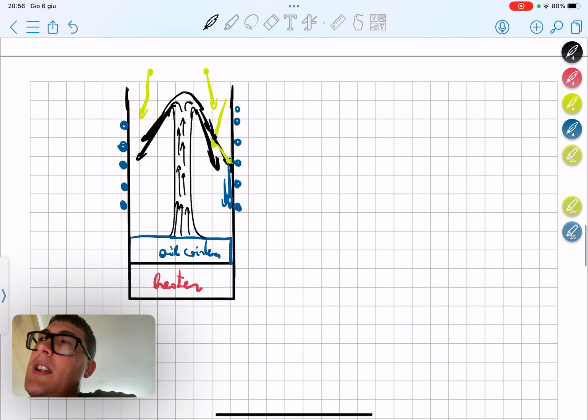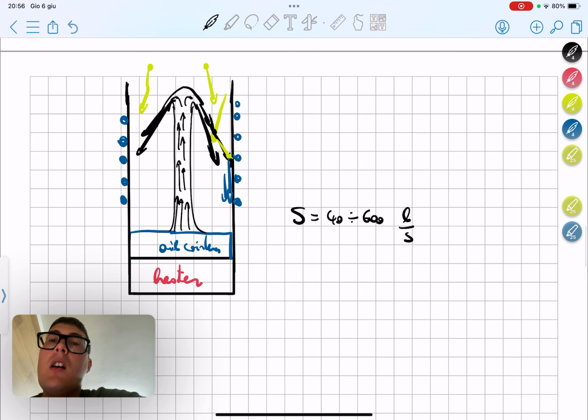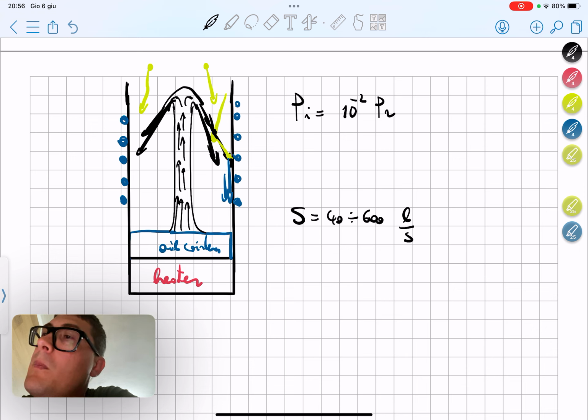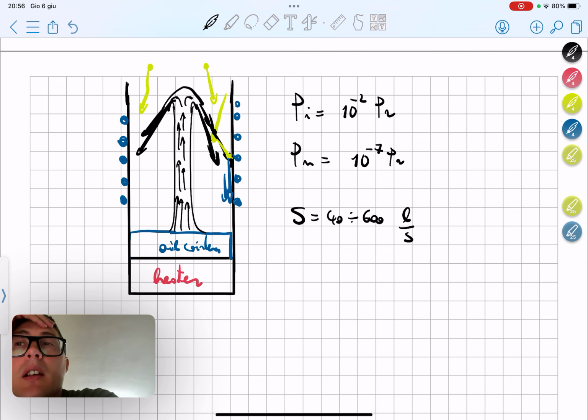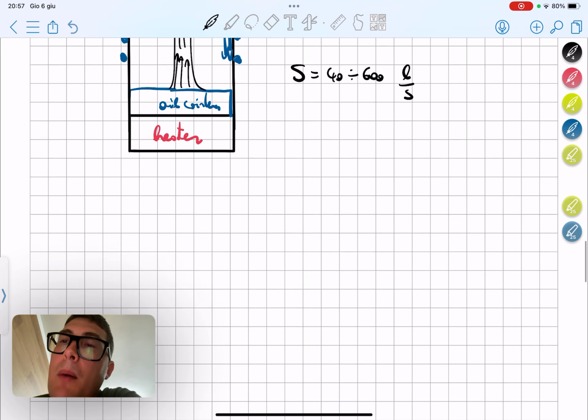The pumping speed, even in this case, is very high. It's almost 600 liters per second or so. And again, it will need to start from, I would say, medium vacuum, but it can reach high vacuum with a compression ratio of 10 to the 5. Okay, so I was discussing the vapor pumps.